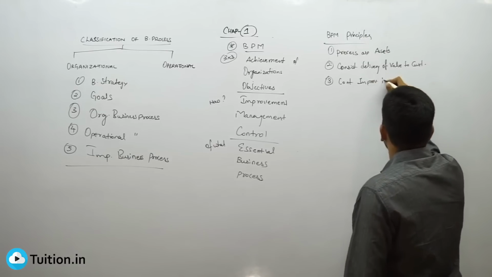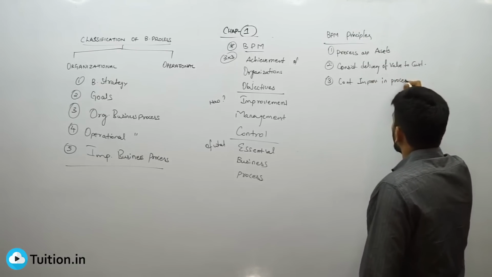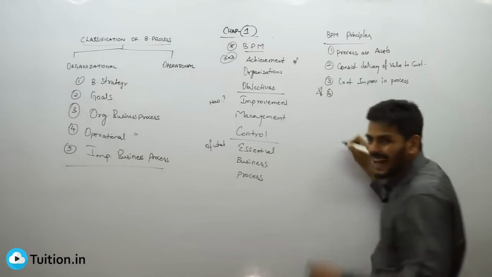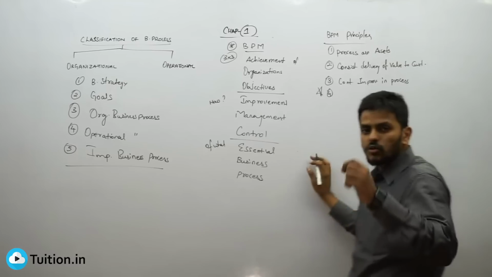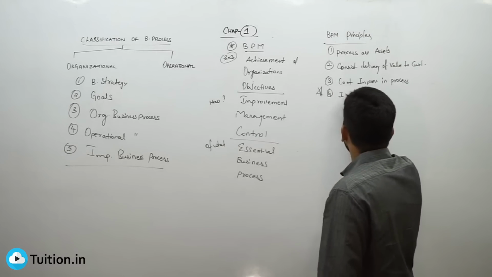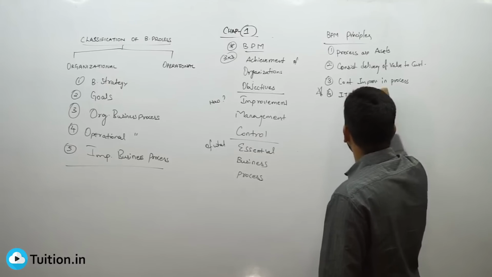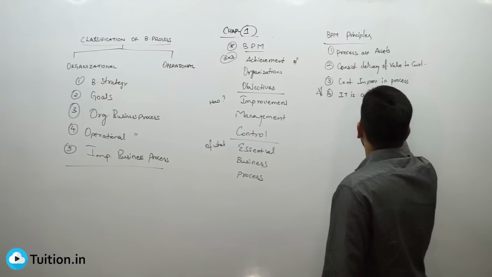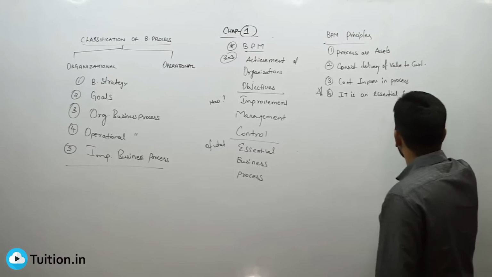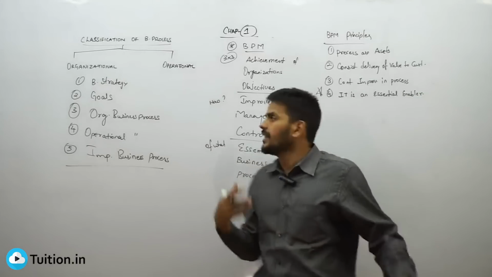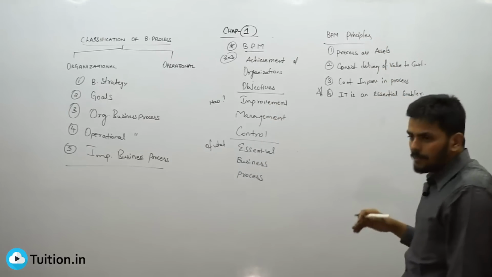Continuous improvement in process. And one of the most important points that I put a star for is the use of IT. Now there's nobody who told you that use of IT is compulsory, right? So you can simply say IT is an essential enabler. Nothing is compulsory, guys. IT is only an essential enabler. Right, so those are the four BPM principles.